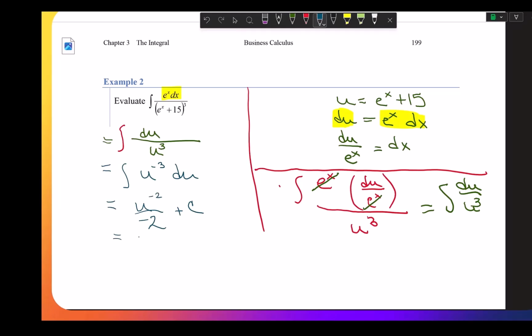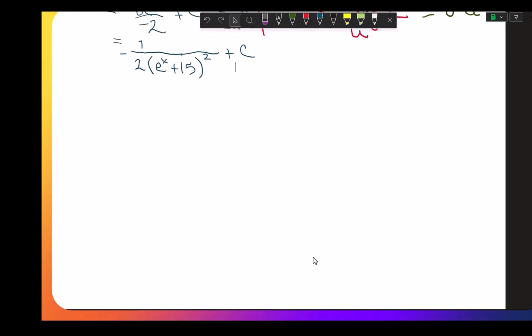This would become u to the minus 3 plus 1, or minus 2, divided by minus 2, plus c. This is equal to 1 over negative 2 times (e to the x plus 15) squared. This is really the same as 1 over negative 2u squared plus c. And so you can see the substitution makes things really a lot easier. Things that we wouldn't know how to integrate, with substitution, we can make easy to integrate.